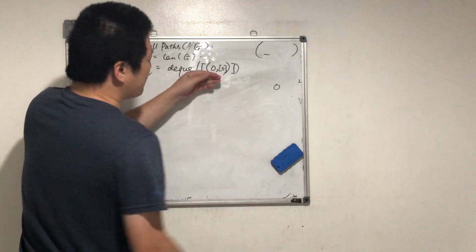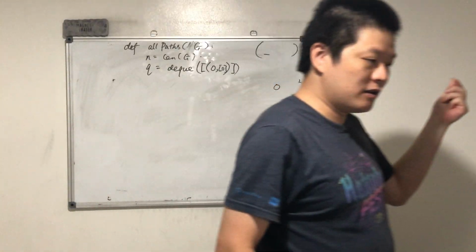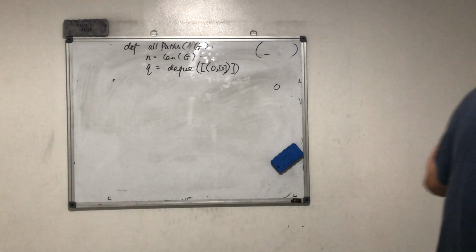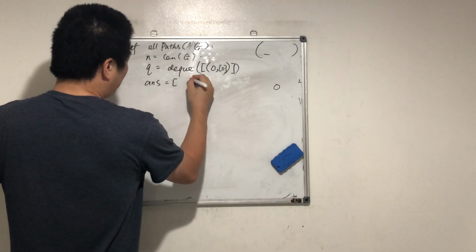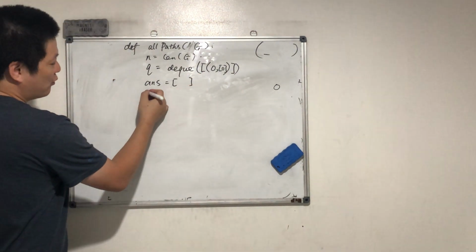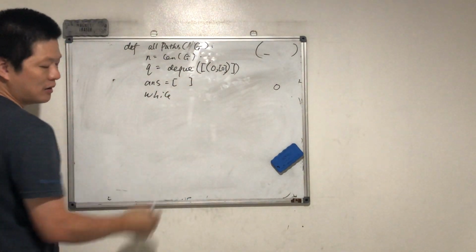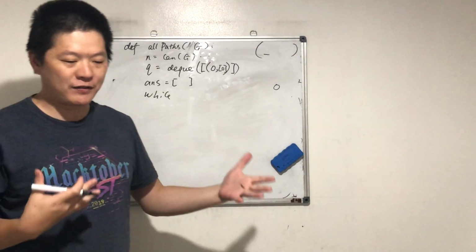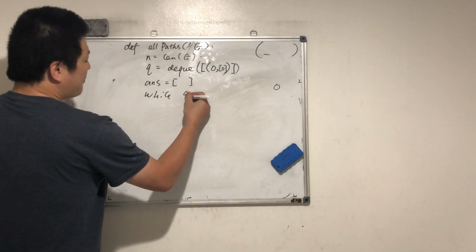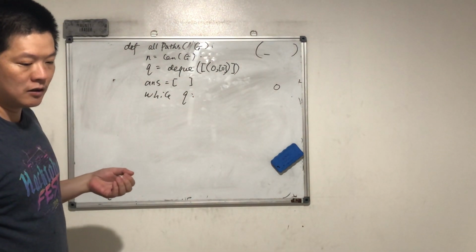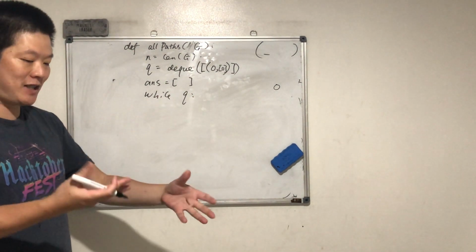So we have the initial node. So what do we do next? We need to have the answer variable to store all the paths, right? And then while what? Remember we talked about this breadth first search. While Q. What does it mean, while Q? Well, there are elements in the queue. While there is something in the queue, okay?